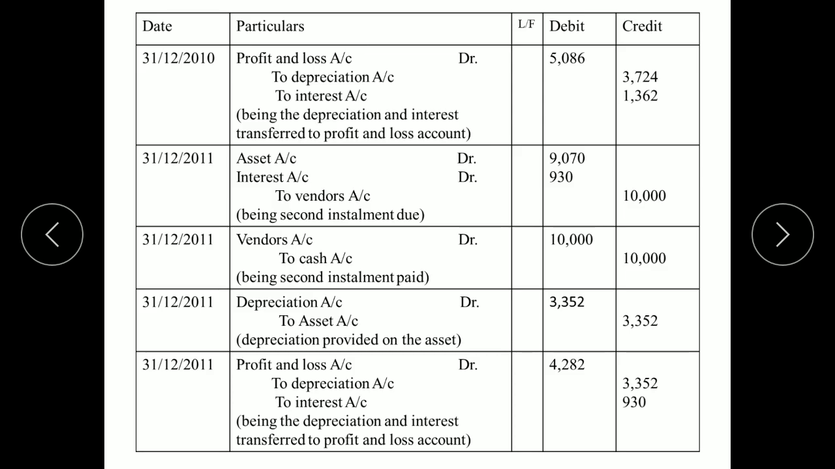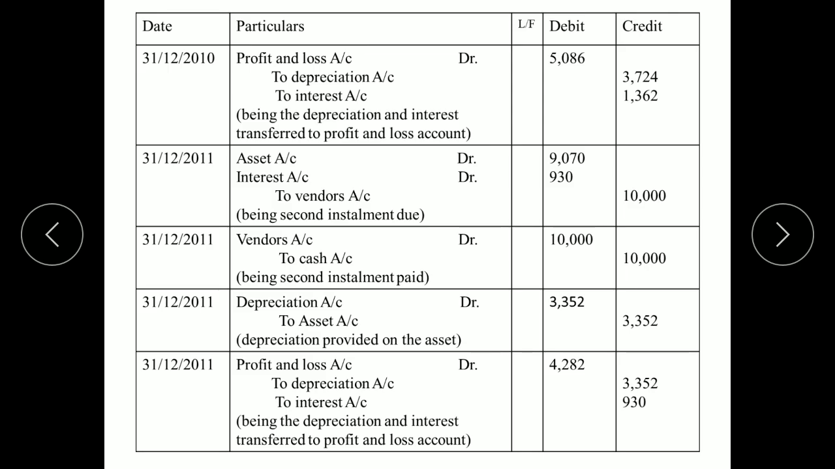And the last one, when depreciation and interest is transferred to profit and loss account. Depreciation amount 3,352, interest amount 930. So total amount transferred to profit and loss account is 4,282. So these are the 4 journal entries which will be repeated every year till the last installment is paid.